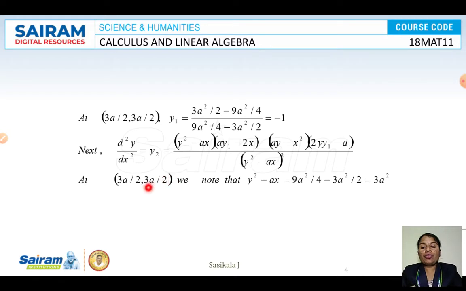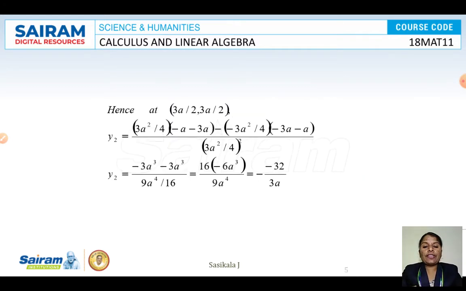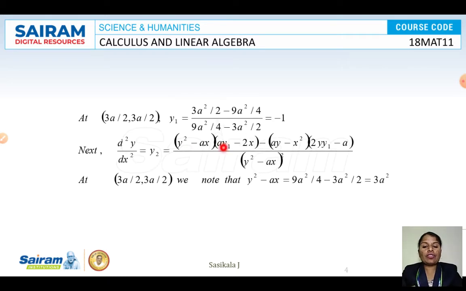Now you can substitute 3a by 2 comma 3a by 2. Since it is a lengthy process, I'm going to make it separately. Okay, first I can take y squared minus ax. What will happen? 9a squared by 4 minus 3a squared by 2, which is equal to, similar to what we did here, take the LCM, then it will become 3a squared, and the next term ay1 minus 2x, it will go for direct substitution you can do, because here y1 will be, you know it is minus 1, x will be, you can write it 3a by 2.